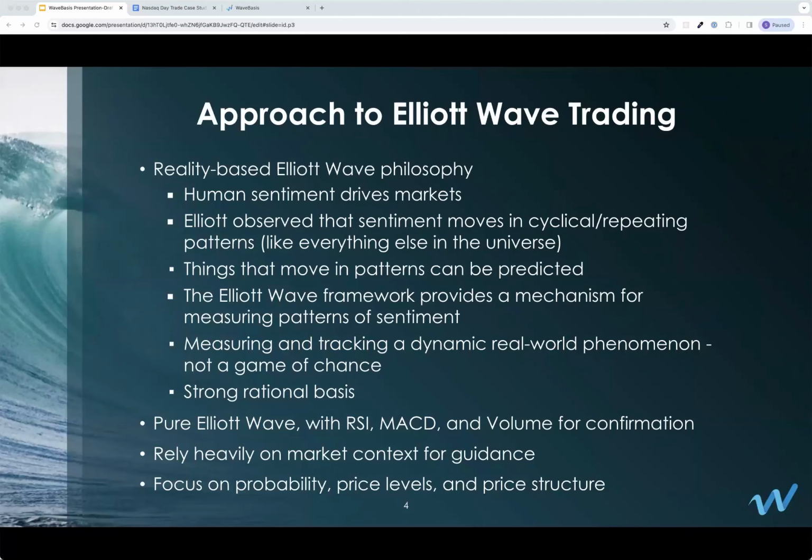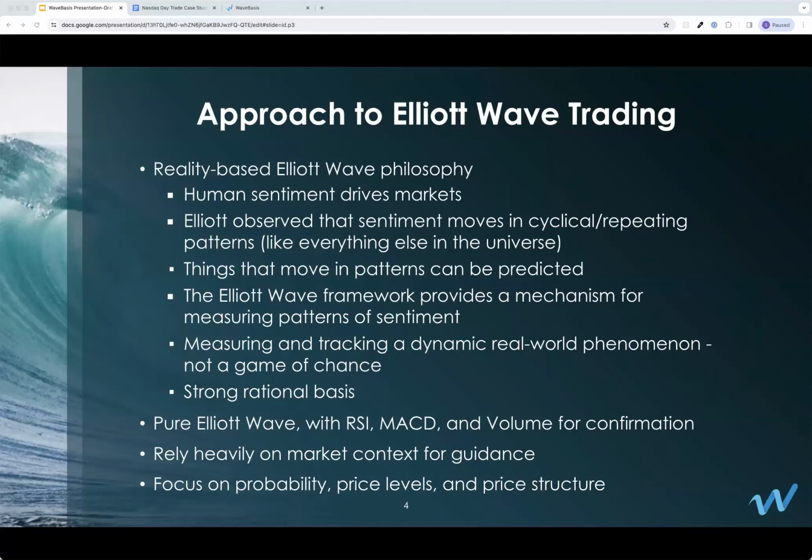As I mentioned, I touched on the roulette wheel example. So what you're doing is not trying to predict some random thing. It's not a game of chance you're playing as a trader, particularly as an Elliott Wave trader. What you're measuring and tracking is a dynamic real-world phenomenon: crowds of people expressing sentiment. So with all of this in mind, it provides a strong rational basis for Elliott Wave analysis itself, which has driven the work that I've been doing, that we've been doing.